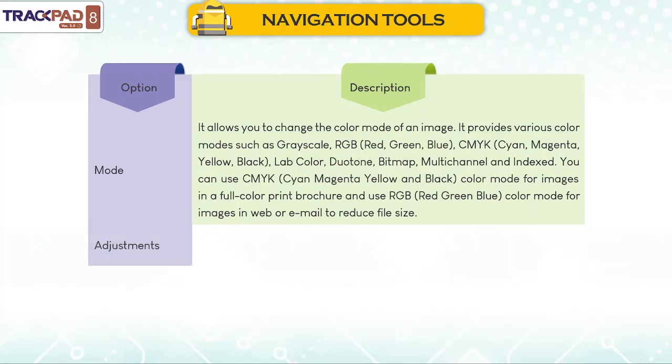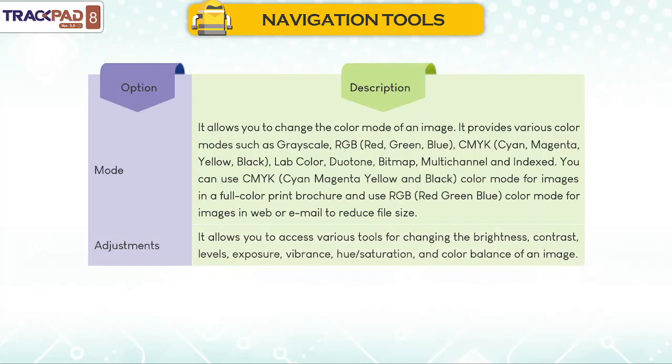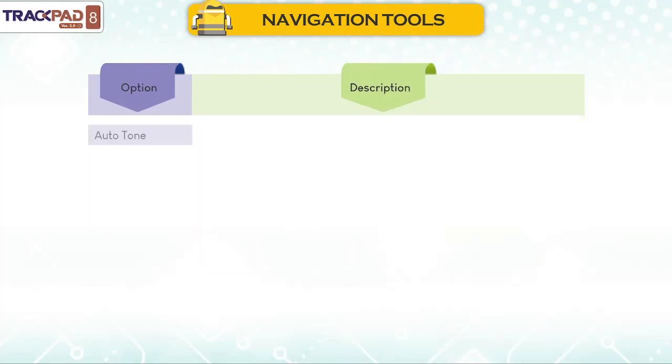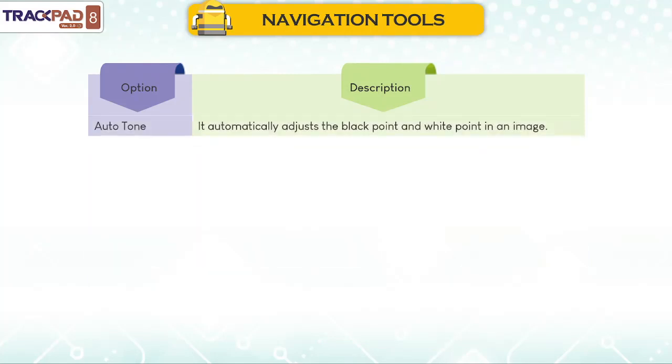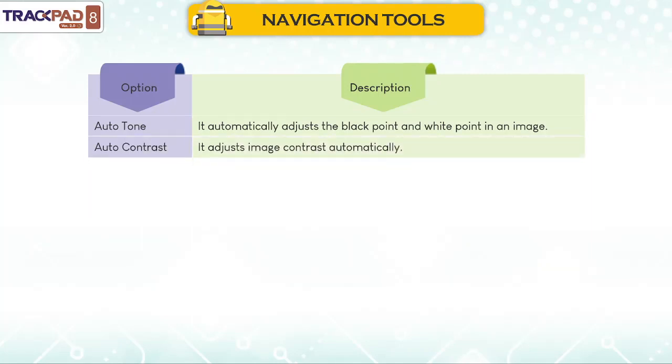size. Adjustments. It allows you to access various tools for changing the brightness, contrast, levels, exposure, vibrance, hue, saturation, and color balance of an image. Auto Tone. It automatically adjusts the black point and white point in an image. Auto Contrast. It adjusts image contrast automatically.